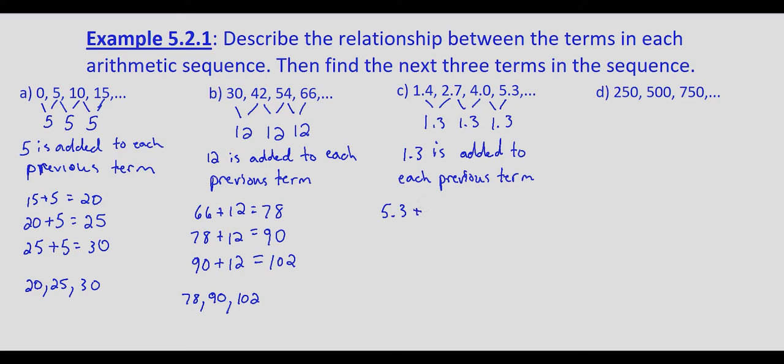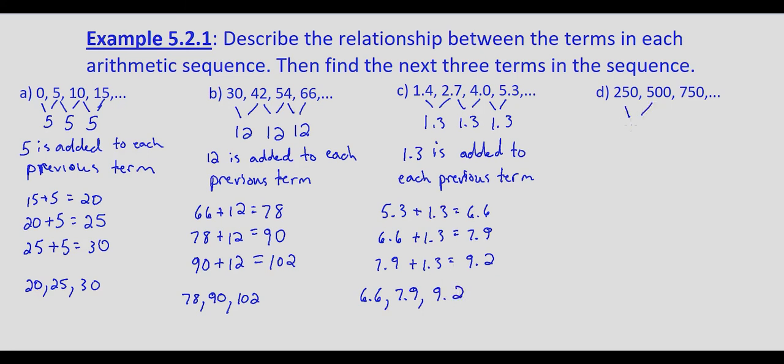So we have 5.3 plus 1.3 equals 6.6. 6.6 plus 1.3 equals 7.9. 7.9 plus 1.3 equals 9.2. So the next three terms would be 6.6, 7.9, and 9.2.